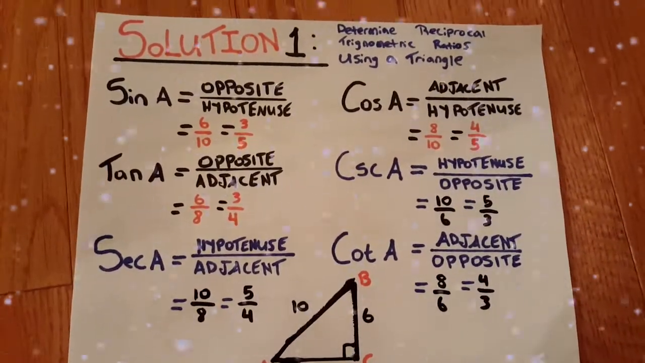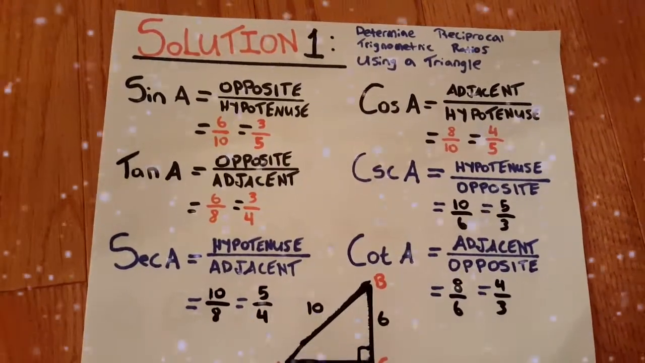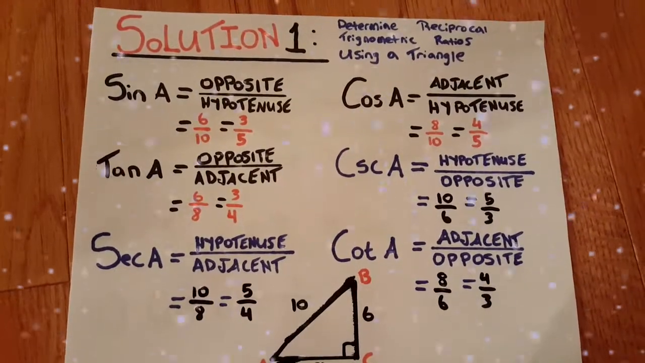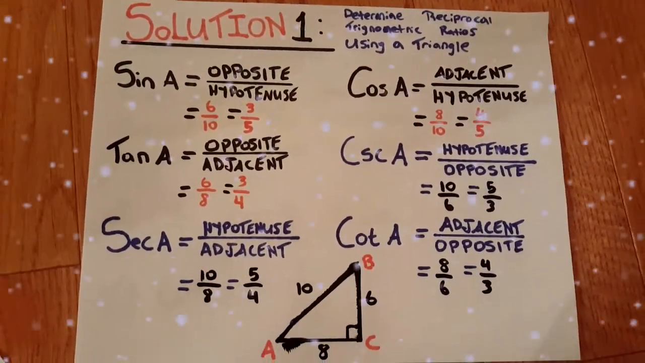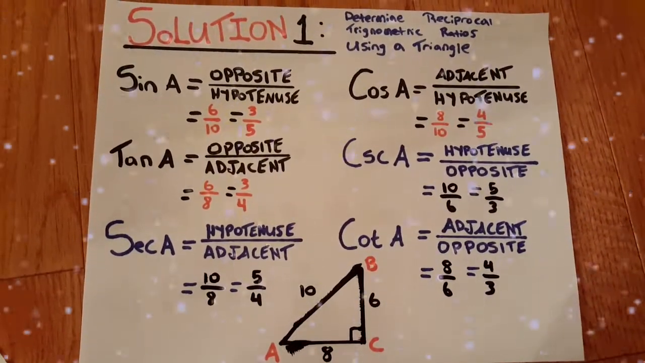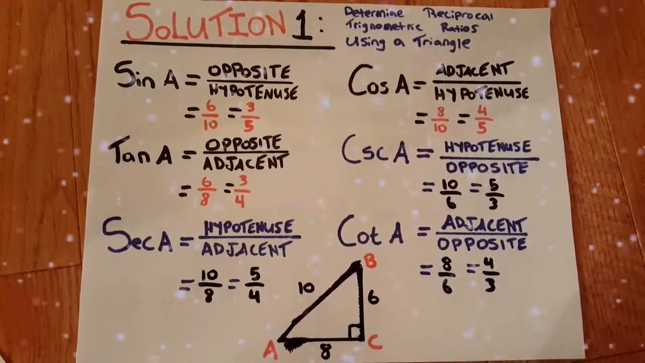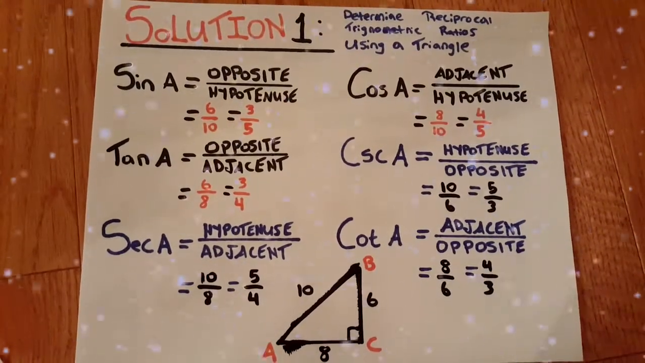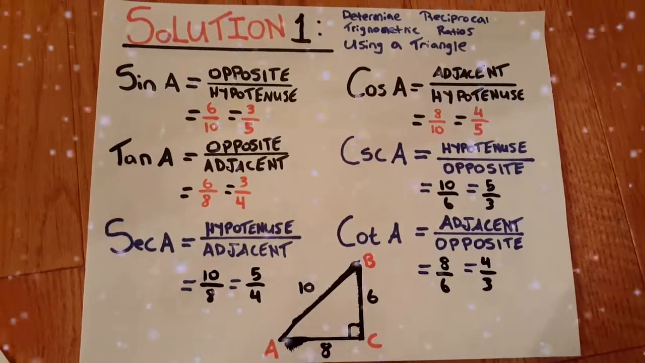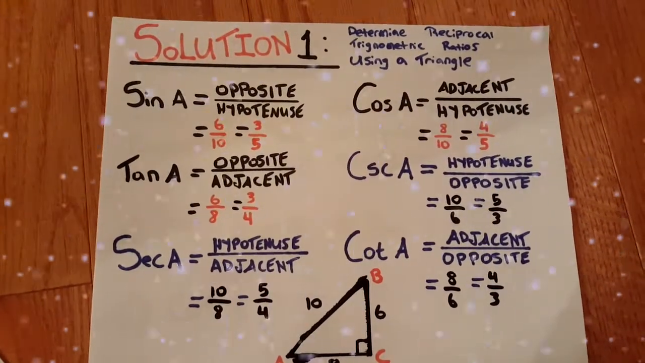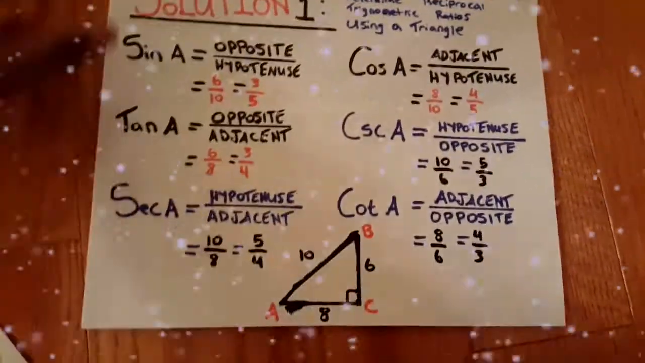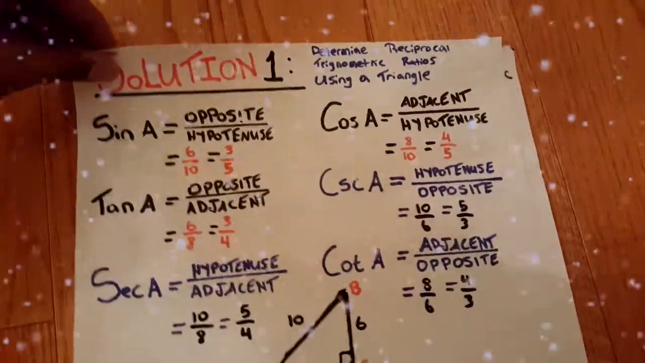Now remember, cosecant is the reciprocal of sine A, which is hypotenuse over opposite, 10 over 6, which is equal to 5 over 3. Secant A, hypotenuse over adjacent, 10 over 8 equals 5 over 4. Cotangent, adjacent over opposite, 8 over 6, which is equal to 4 over 3. Remember, these are all reciprocals of sine, cosine, and tangent. That's the solution to question number 1.